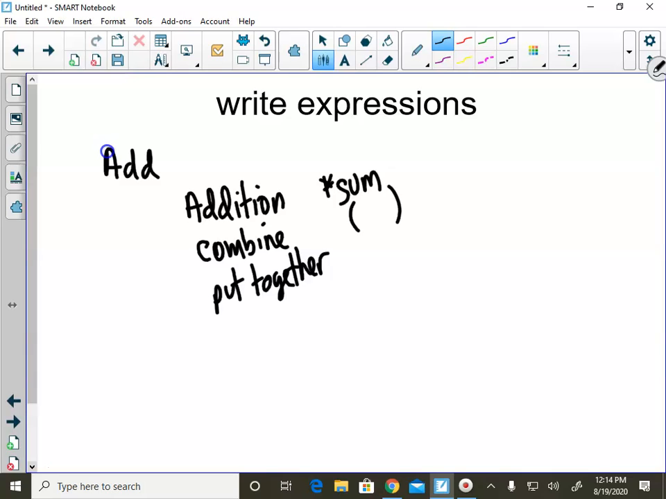Because if there are other things going on in a problem, and we have to find the sum of these two things, we have to make sure that we do that first. We have to find that sum. So these are the words that basically mean addition. There's a lot of them, but this will be enough to get you started. You could also use added to, adding, that type of stuff.